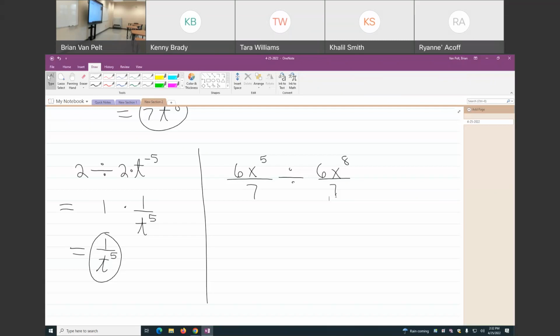X to the fifth over X to the eighth, that's what, right? We can simplify that. First step was to flip the second fraction, am I correct? 6x to the fifth, 7 times 7 over 6x to the eighth. And you can do all these cancelings, like the sevens will cancel. It leaves 1. The 6's cancel. And all we have left is x to the fifth. I suppose that can be simplified at all.